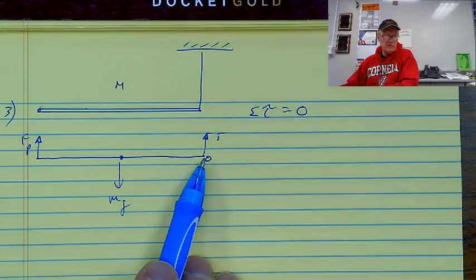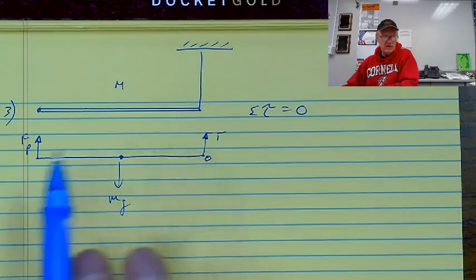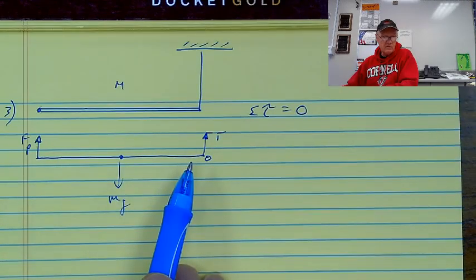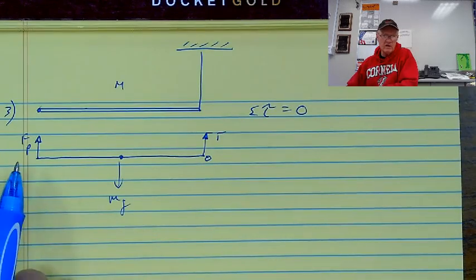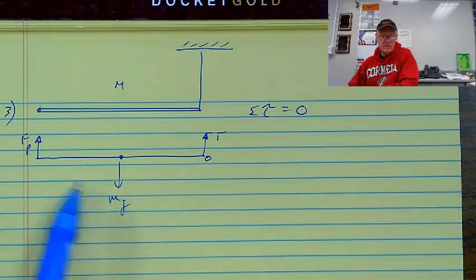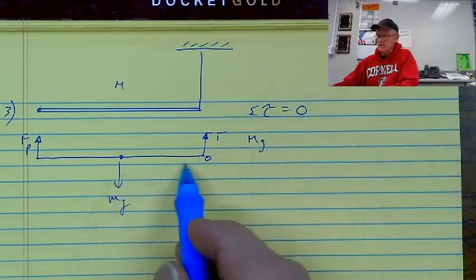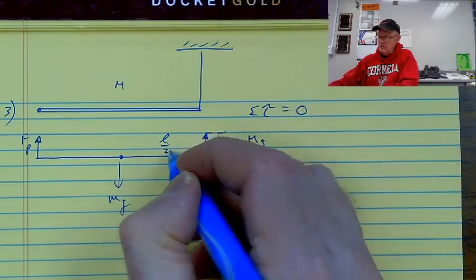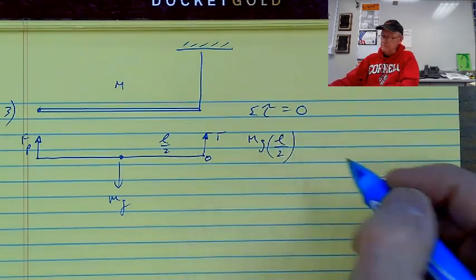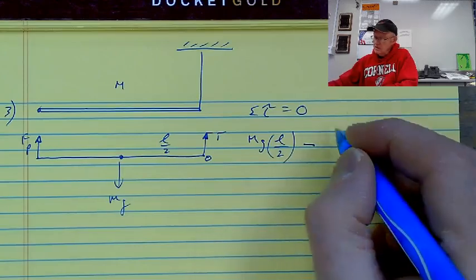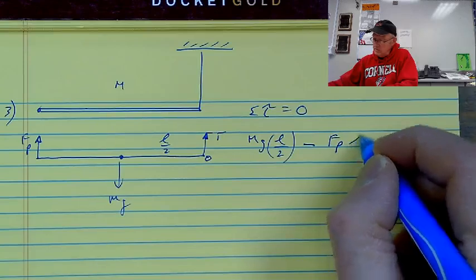So positive minus negative. We have mg, there's the force, but what's the moment arm? The moment arm would be L over 2 because it's halfway along. So mg L over 2 minus the force of the pin, and its moment arm is L, so F_p times L, and that equals 0. There's a positive torque, there's a negative torque. Let's factor out the L. What are we solving for? The force on the pin.